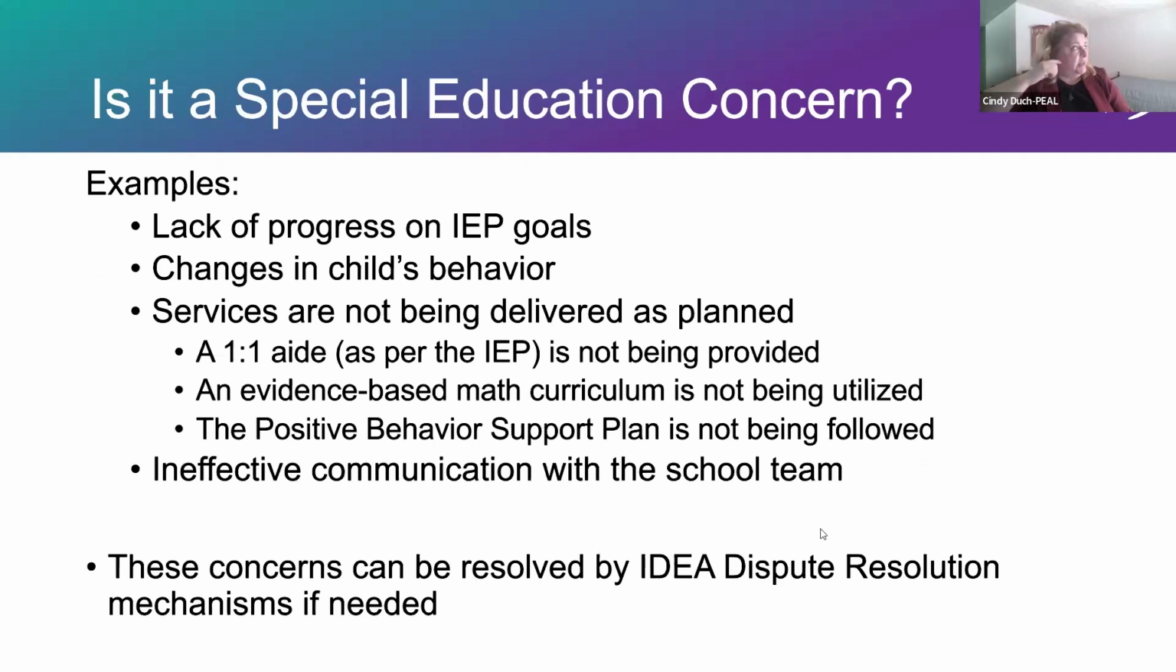So is it a special education concern? Something like lack of progress on goals. We could get into a lot of things, and we do have a training on that. But lack of progress on IEP goals, call the PEAL Center if you have more issues around that. Changes in the child's behavior. Services not being delivered as planned. And again, these are services that are in the IEP, whether that's a one-on-one aide or related service personnel, things aren't being provided.